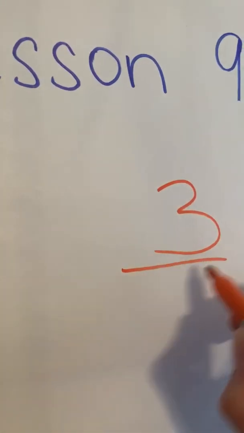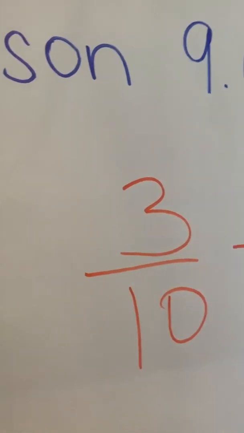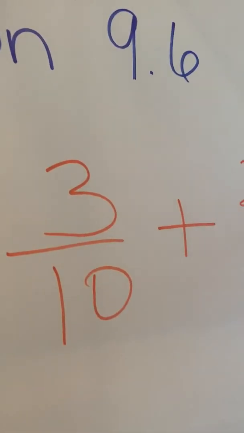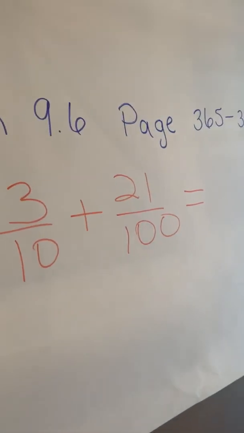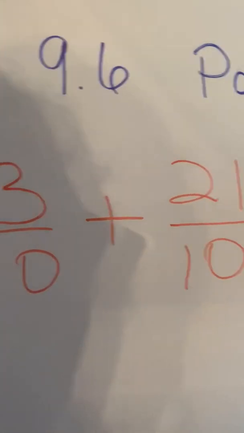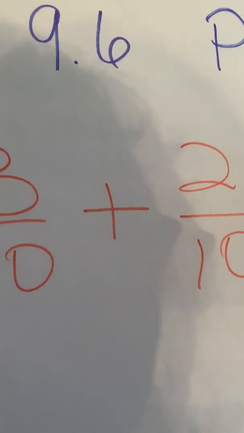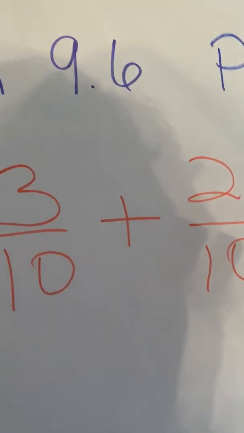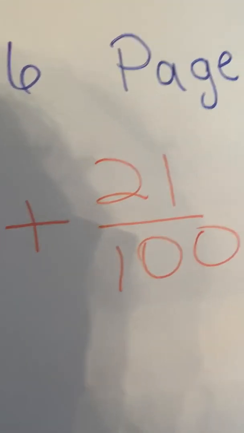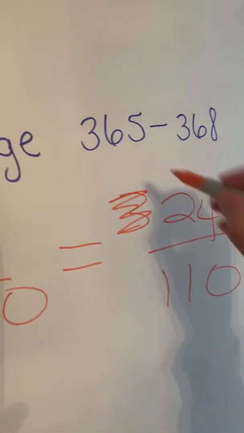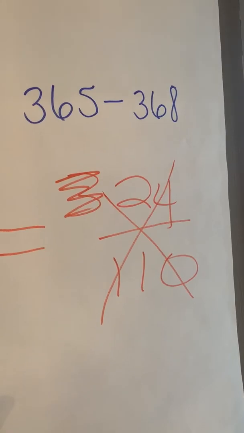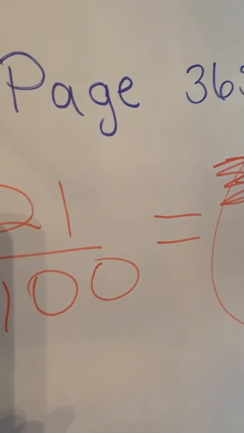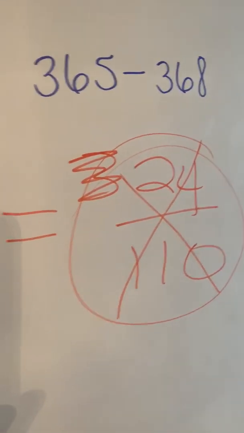3/10 plus 21/100. The problem is you are not just going to add across here and get 24/100. This is no bueno. Not what you're going to do. This is not how you're going to do this, okay?